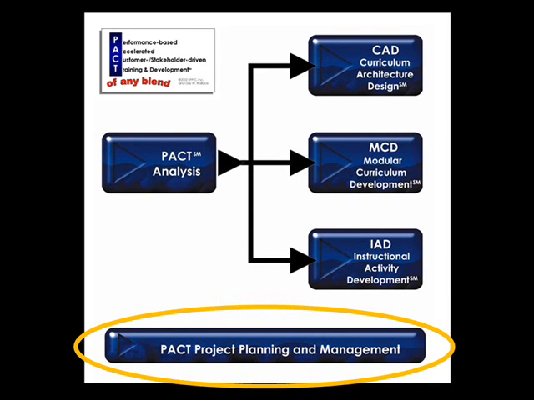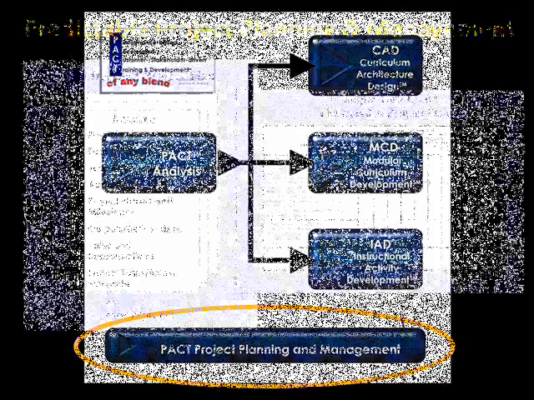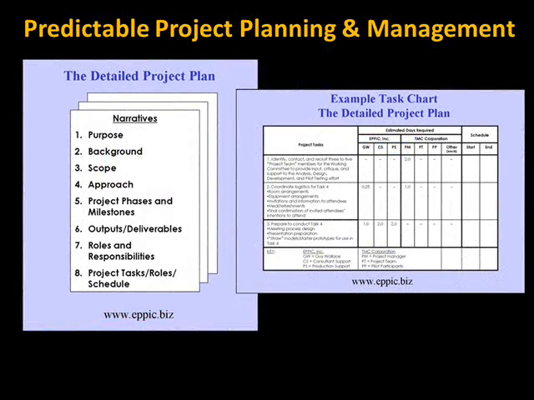Let's now move into project planning and management. The key thing is the detailed project plan. In the narrative section of it, there's a purpose statement, there's background as to why we're doing this and why now, there's a scope, what's included, what's not included, what's the approach that we're going to be using, are we going to be using surveys or not, what are the project phases and milestones, are there 4 phases in the CAD project, or are there 6 phases in the MCD project, what are the specific outputs and deliverables, what are the various roles and responsibilities going through the project. And then the 8th portion is the project tasks, roles, and schedules.